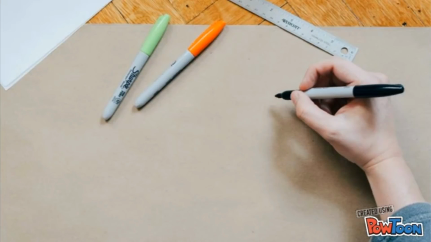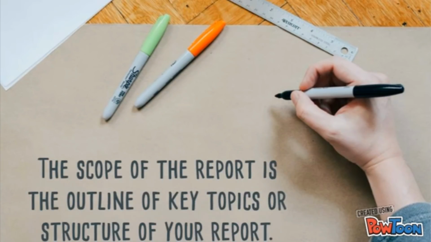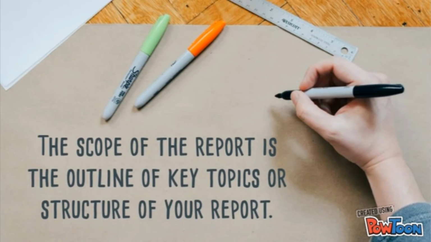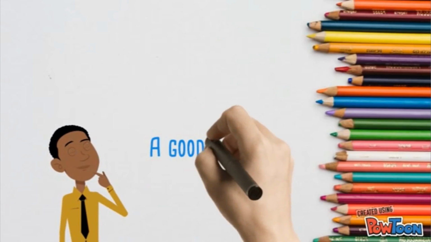After you've defined the purpose statement of your report, the next step is to decide on the scope of your report. The scope of the report is the outline of key topics you will cover in your report. You can see the scope as the structure of your entire report. To help you brainstorm a rough outline for your scope, here are some questions you can ask yourself.